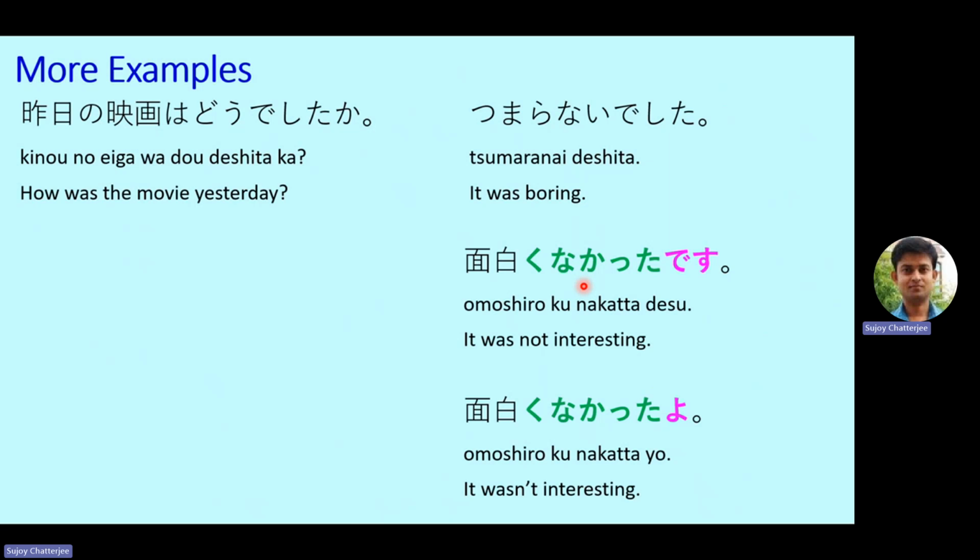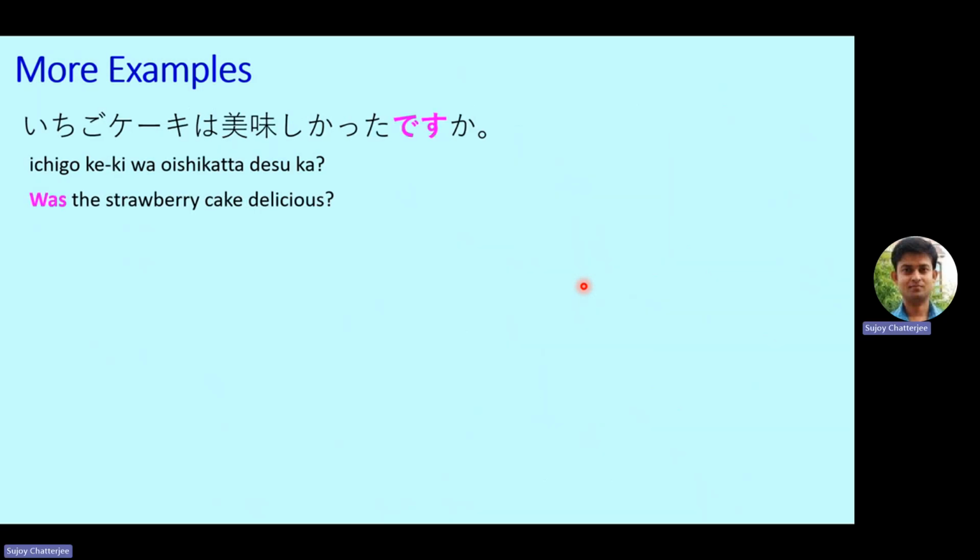And if we want to make it a little informal, then it will be omoshiroku nakatta yo. It wasn't interesting. Ichigo keki wa oishikatta desu ka? Was the strawberry cake delicious?